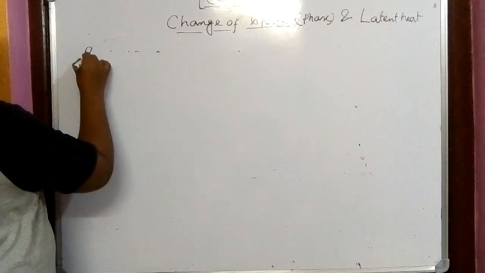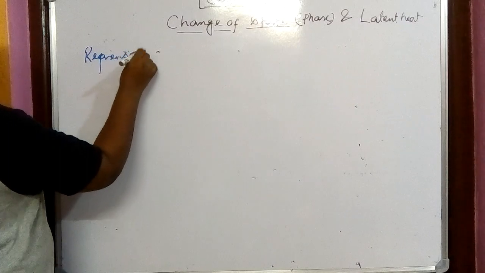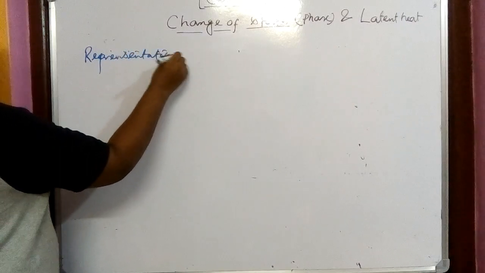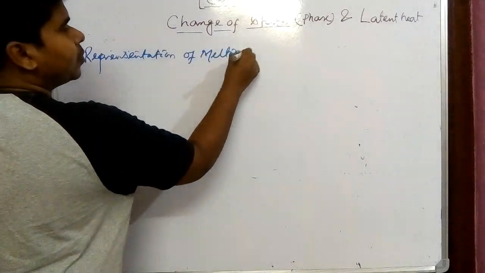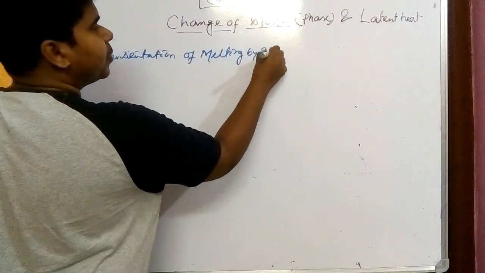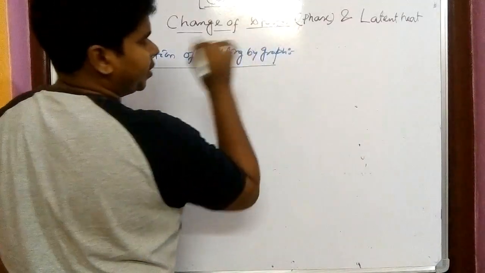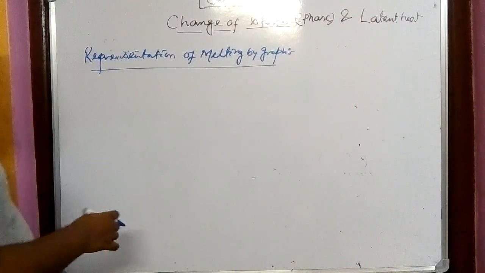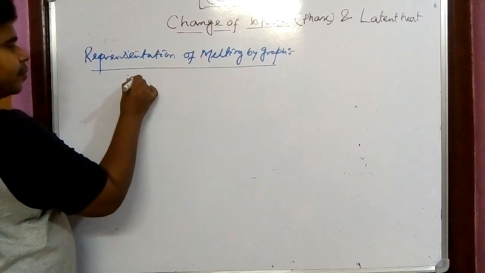Representation of melting by graph. So how are we able to represent it? Here we have to take an example. We are taking the example of ice.